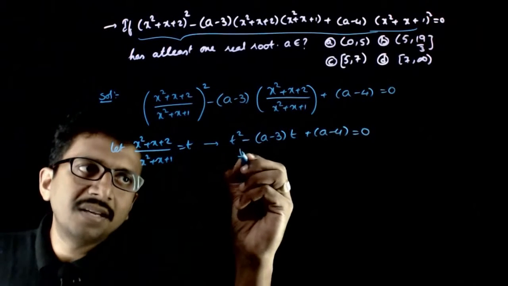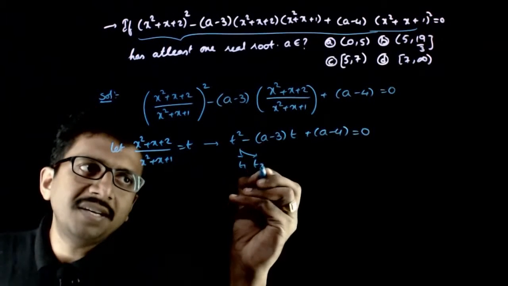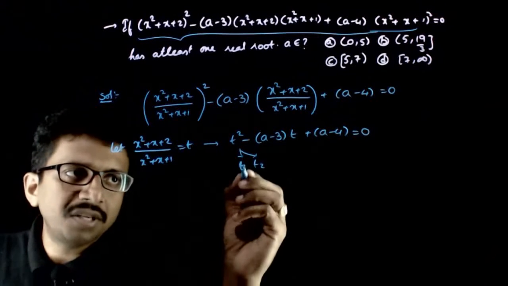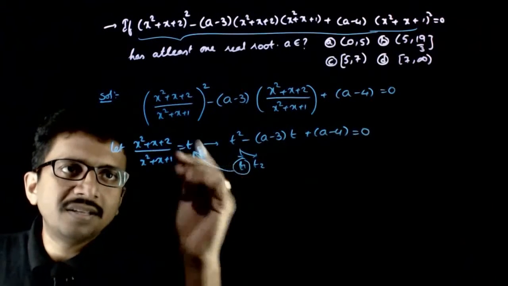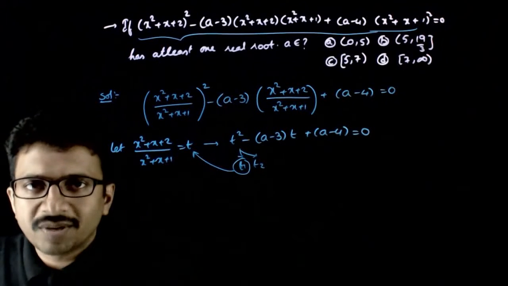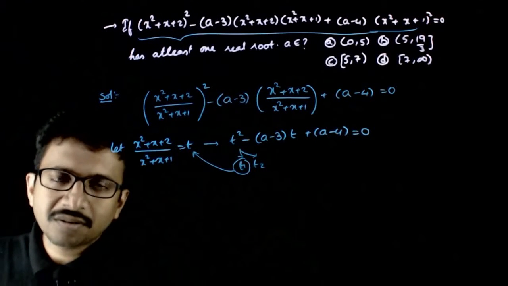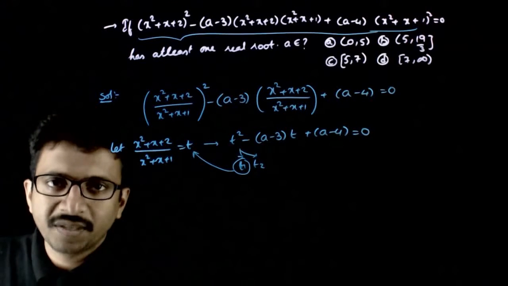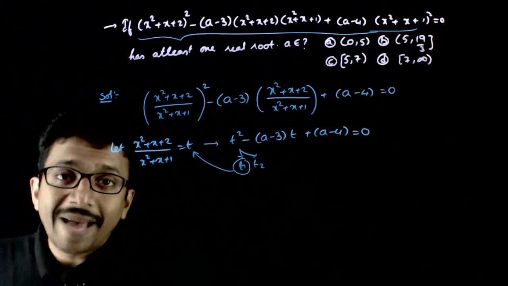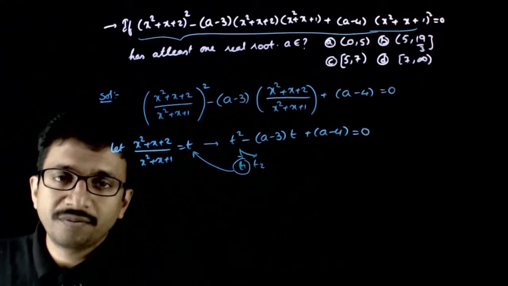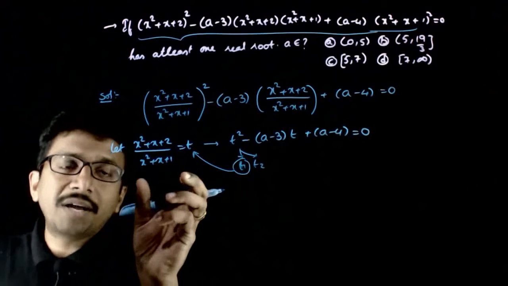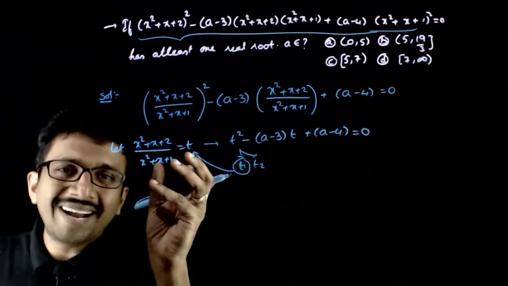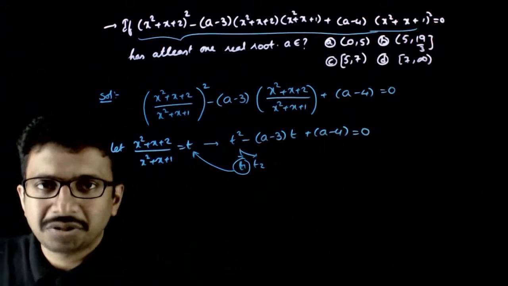Now this is a quadratic equation. So this has two roots, t1 and t2. Now how do you get the solution of x? You equate (x² + x + 2)/(x² + x + 1) with t1 once, and you get two solutions, and with t2 once, you get two solutions. So in total you can get a maximum of 4 solutions for x. Now according to the question, this equation should have at least one real x as a solution.